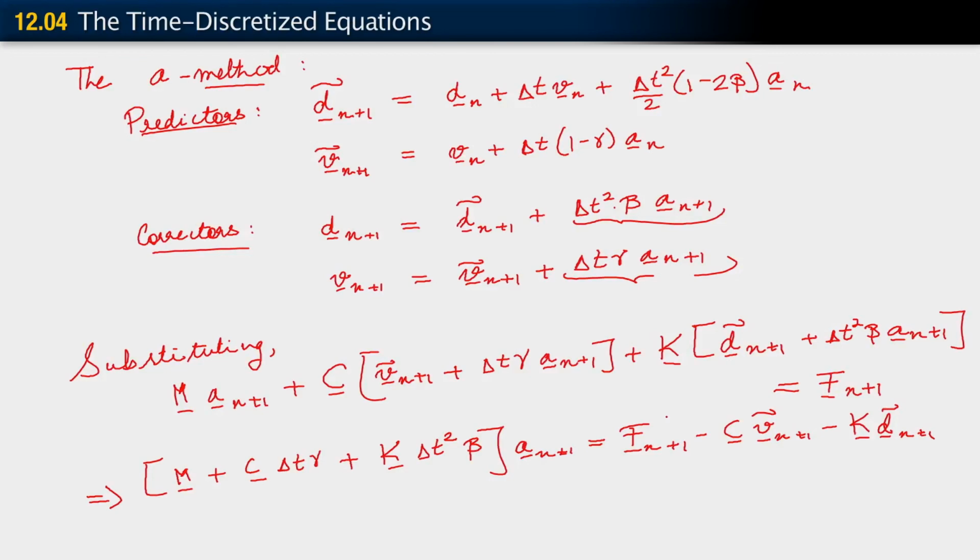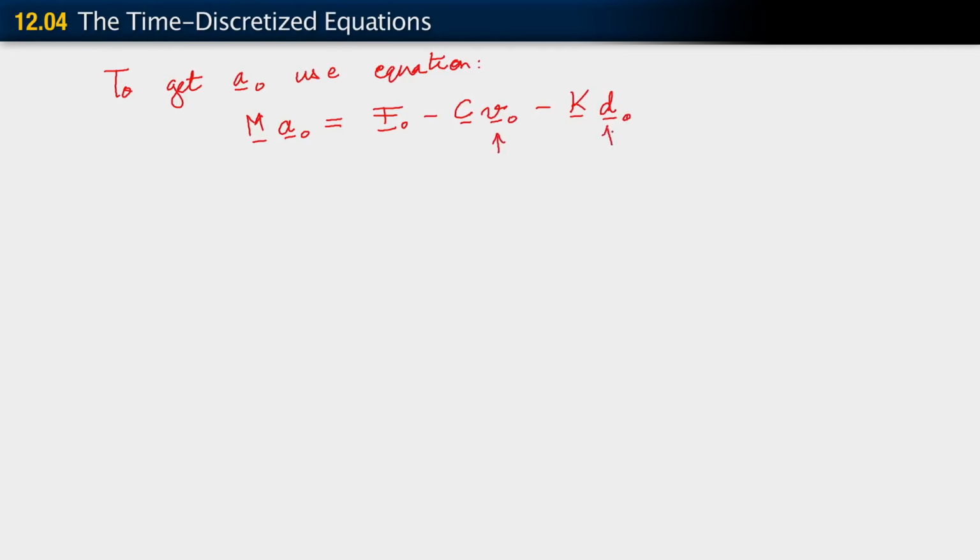We can now go ahead and invert this, solve for a. Once we have a at n plus 1, using our corrector steps, we get back d n plus 1 and v n plus 1. The only thing we need in order to start up this algorithm is a at 0. In order to get a at 0, just use the equation at 0. By equation here I mean the time discrete equation, and that is m a0 equals f at 0 minus c times v at 0. This works because v0 is known, it is just the initial condition. Minus k d at 0. d0 is also known.